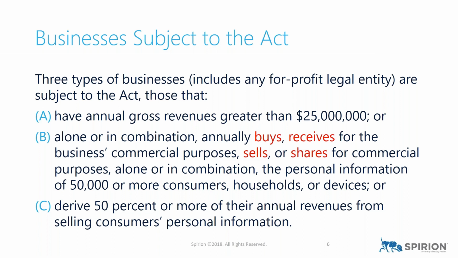So for example, if you have annual gross revenue in excess of 25 million, or if you buy, receive, sell, or share commercial personal information for commercial purposes of more than 50,000 consumers, households, or devices. So it could be 30,000 of one and 20,000 of another, or any permutation of that, then you are subject to this. Or if you derive 50% or more of your annual revenue from selling consumers' personal information, then you're subject to this.